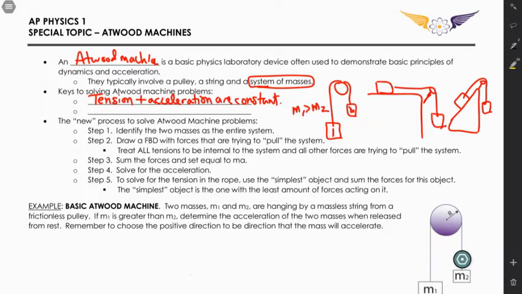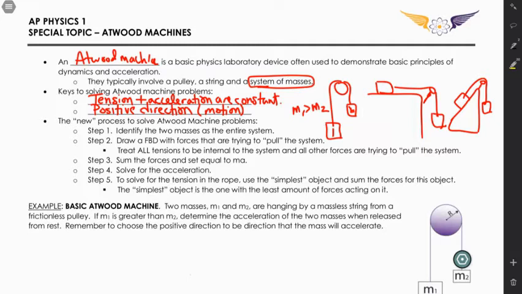The second key to solving these problems is the positive direction, right? Choosing the correct positive direction. And because of the pulley, the positive direction changes, okay? How do we choose the positive direction? Well, we want to go in the direction of the motion. Right? So if I have my basic Atwood machine, my two masses over the pulley, it's going to move in the direction of the larger mass.